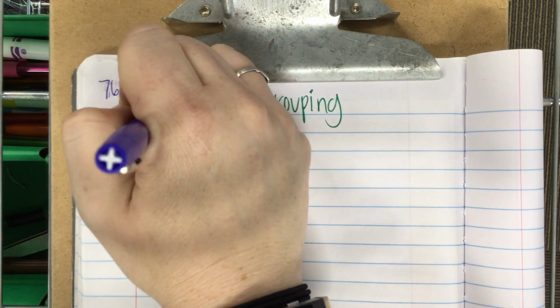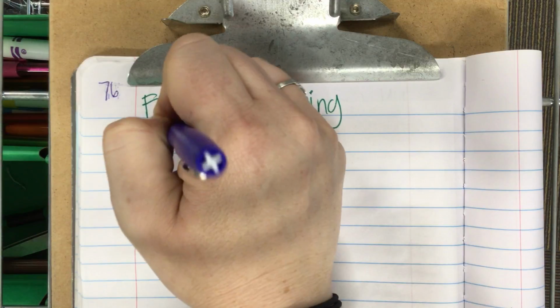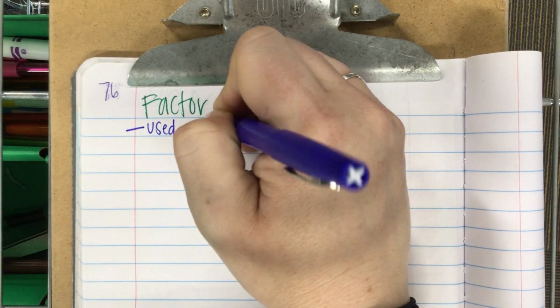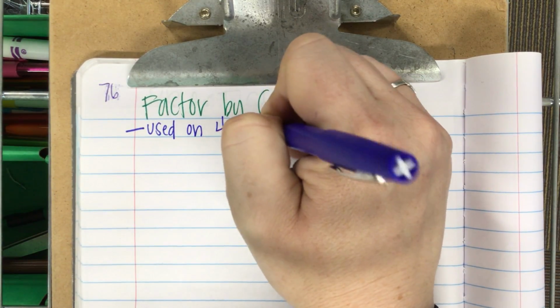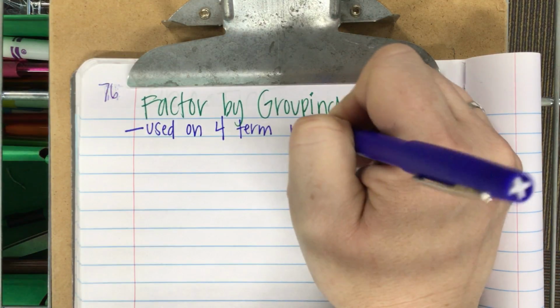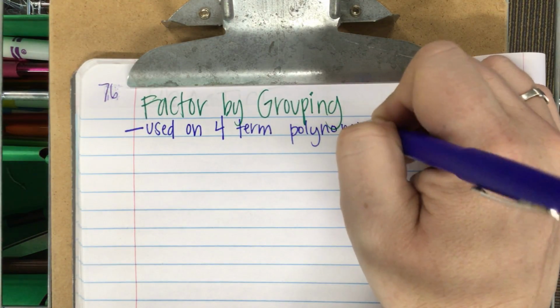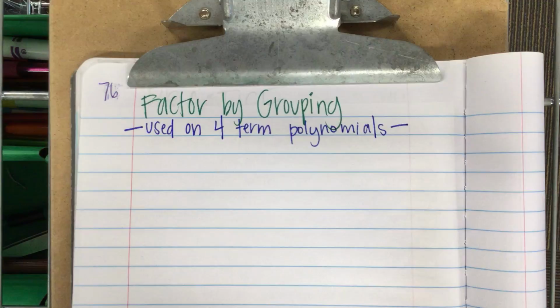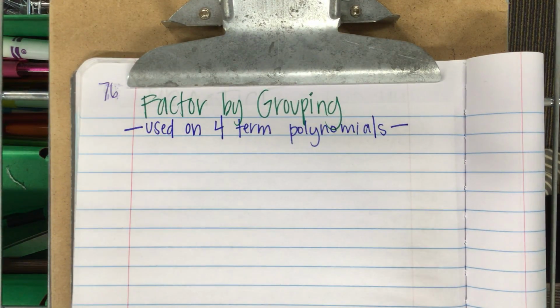Factor by grouping is used on 4-term polynomials. Factor by grouping is only used, very specific, it is only used on 4-term polynomials.